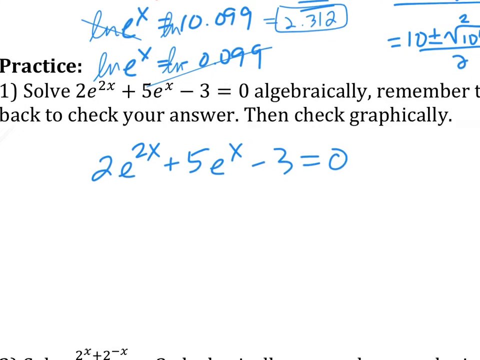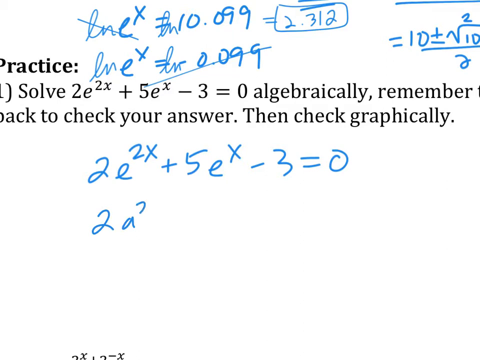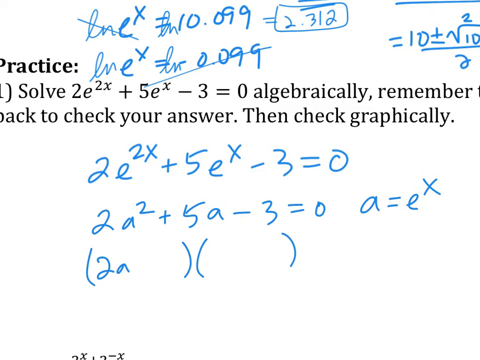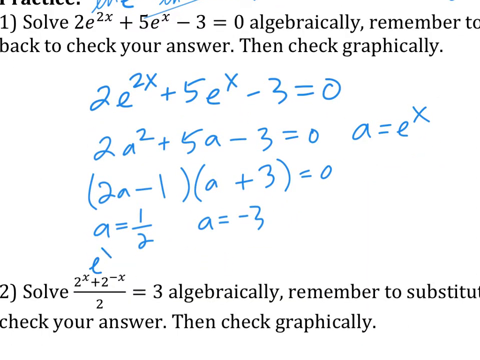So again, we want to use substitution. So this is 2a squared plus 5a minus 3 equals 0 if you let a equal e to the x. This one is actually factorable. So this is 2a and a, plus 3, minus 1. So a equals 1/2 and a equals minus 3. a is really e to the x, so this is e to the x equals 1/2. And then to find x, we take natural log of both sides, so x is equal to negative 0.693.